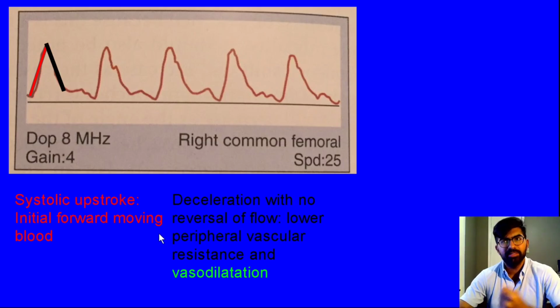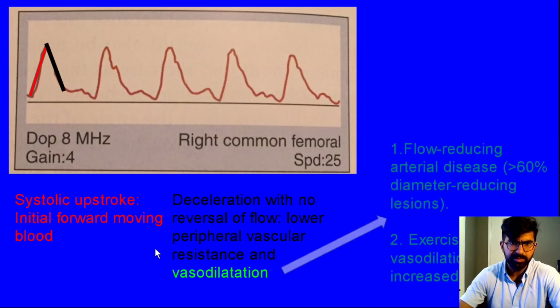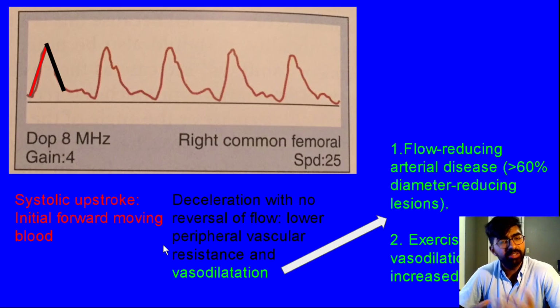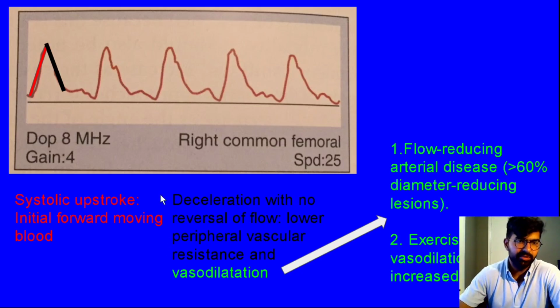And the question you have to ask yourself after you look at a waveform is, why would there be lower peripheral vascular resistance and/or vasodilatation? And what you find is that you can get flow-reducing arterial disease, which is more than 60% diameter reducing, or exercise-induced vasodilatation, both of which decrease peripheral vascular resistance and increase vasodilatation.